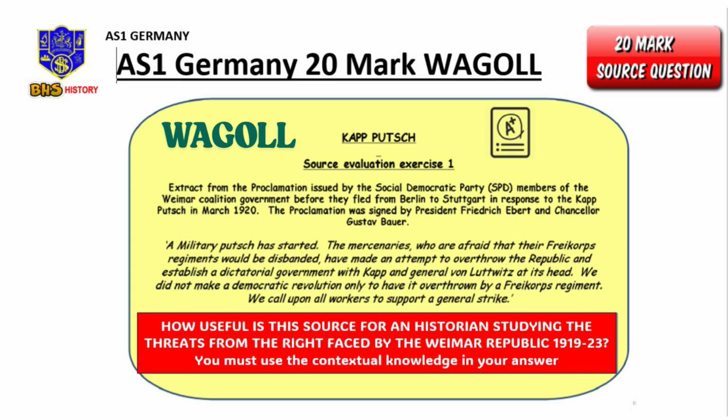So it says a military putsch has started. The mercenaries, who are afraid that their Freikorps regiments would be disbanded, have made an attempt to overthrow the Republic and establish a dictatorial government with Kapp and General von Lüttwitz at its head. We did not make a democratic revolution, only to have it overthrown by a Freikorps regiment.